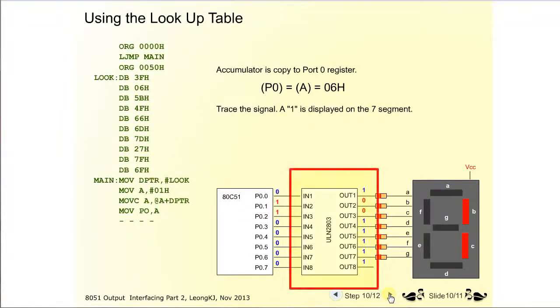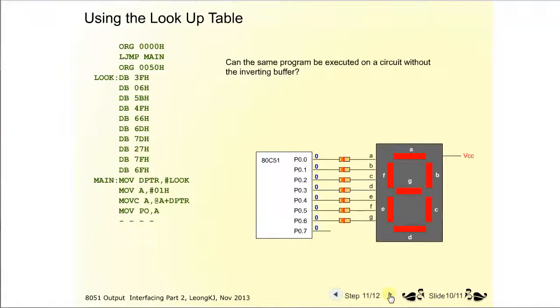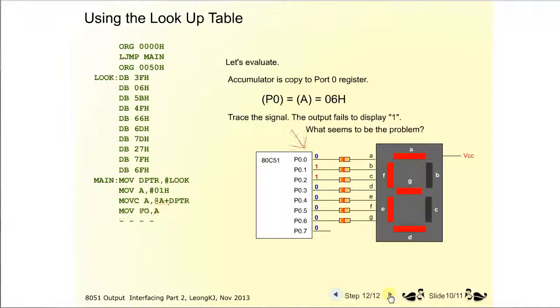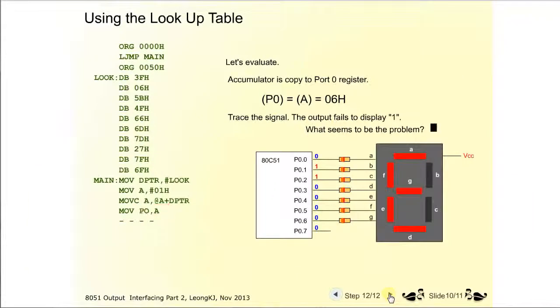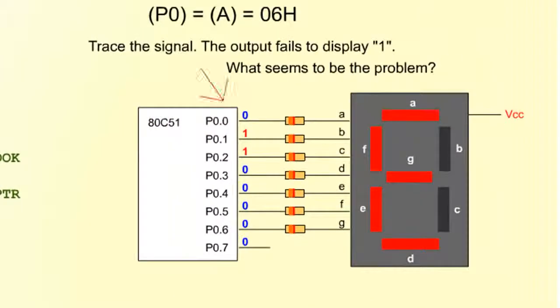Let's remove the buffer from the circuit. Can the same program be executed on this circuit? Let's evaluate. The data 06 is copied to port 0. Trace the signal at port 0. Segments B and C are turned off, while the other segments are all turned on. The display fails to show 1. What seems to be the problem?